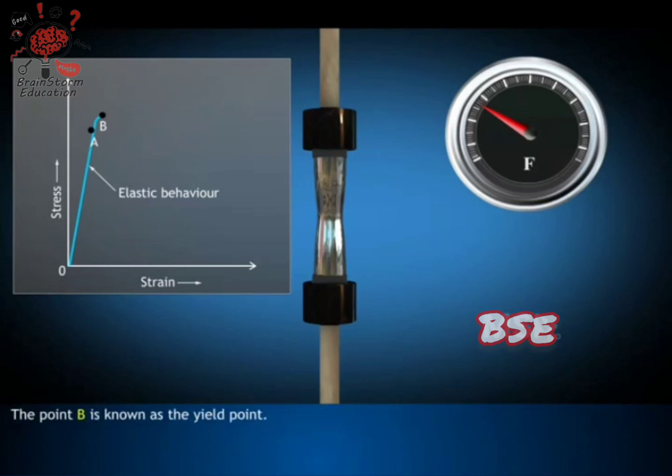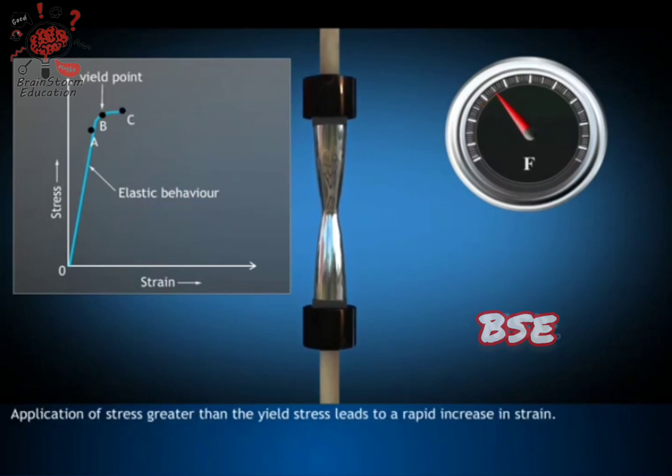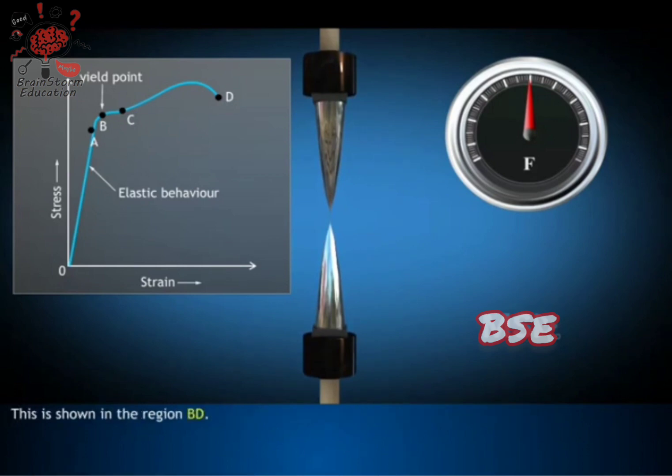The point B is known as the yield point. The stress at point B is known as the yield strength. Application of stress greater than the yield stress leads to a rapid increase in strain. This is shown in the region BD.